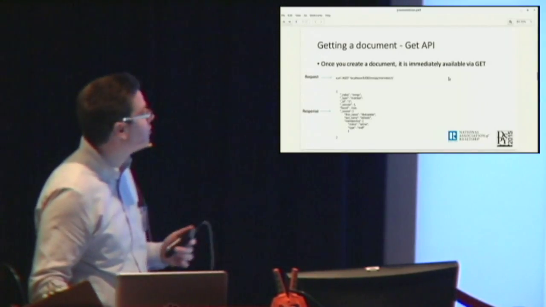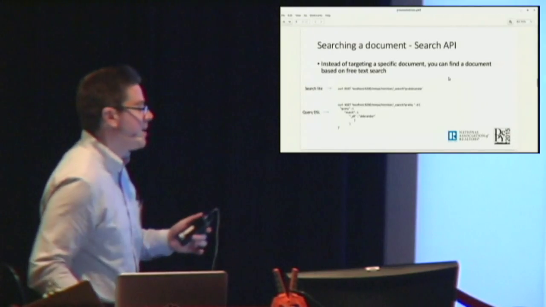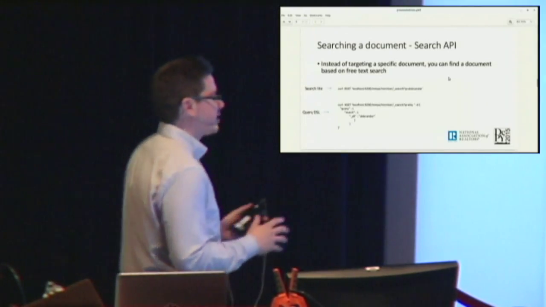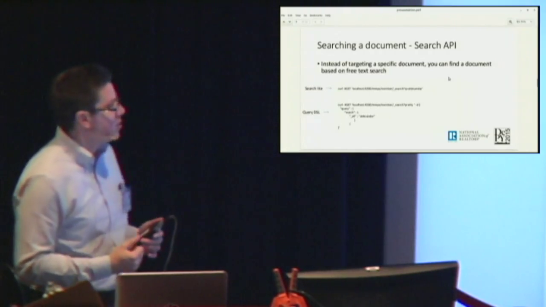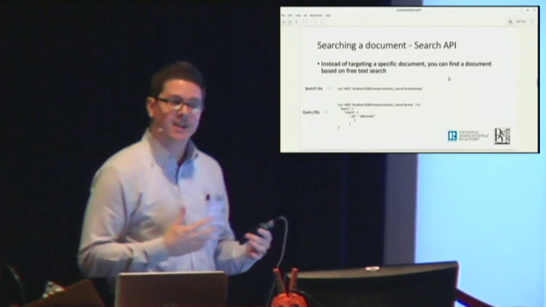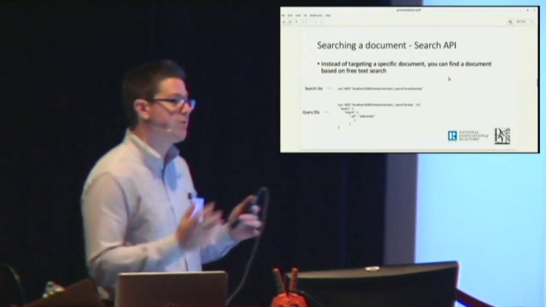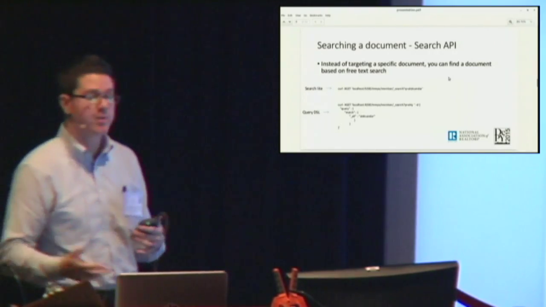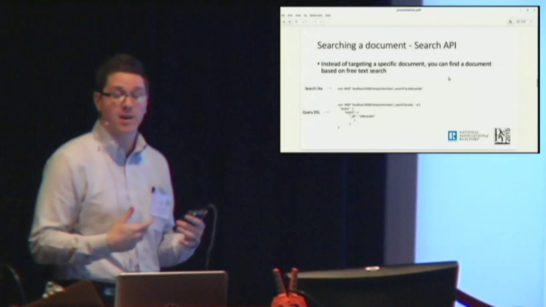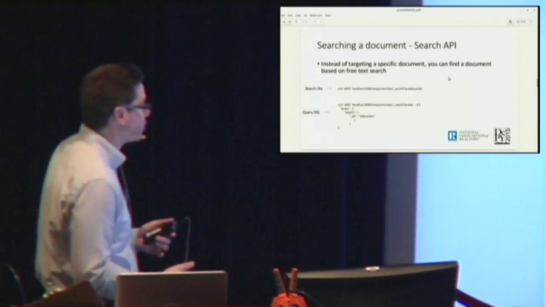It's actually quite powerful. The search API is where Elasticsearch actually now differentiates itself. With the search API, you can actually find documents based on free text search. So instead of searching for a document based on a very specific ID, you can give it free text parameters, and Elasticsearch will provide you with documents that best fit those parameters.